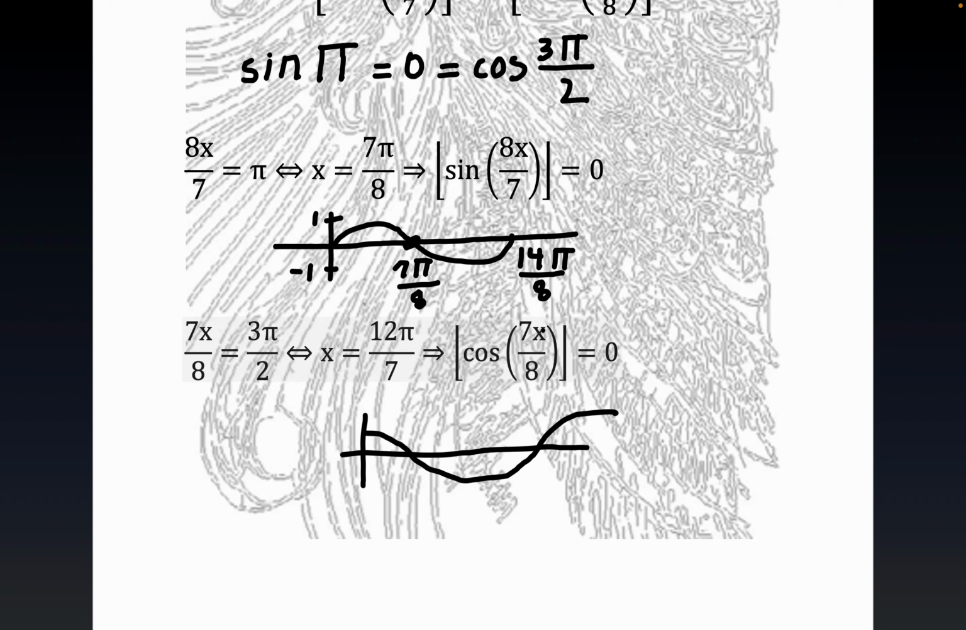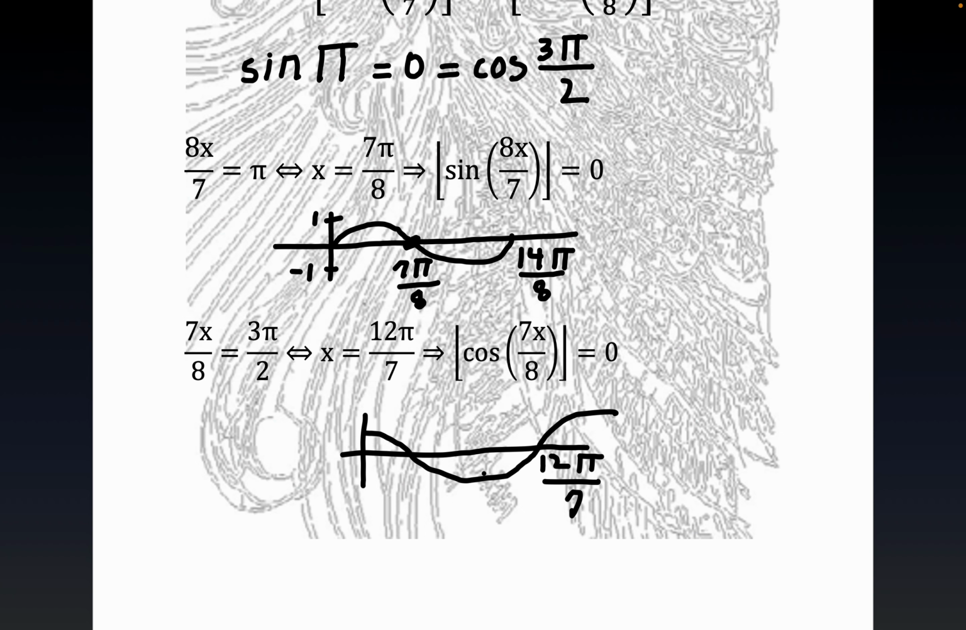Again, where are we? The floor of the cosine of 7x over 8: if we set 7x over 8 equal to 3 pi over 2, I'm doing that because that's where we switch from negative on the cosine graph to positive, right? And so you would have 12 pi over 7 right here. Again, that's for this function.